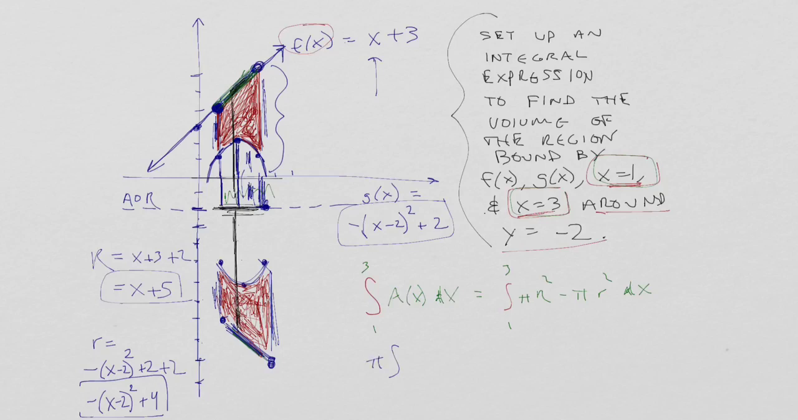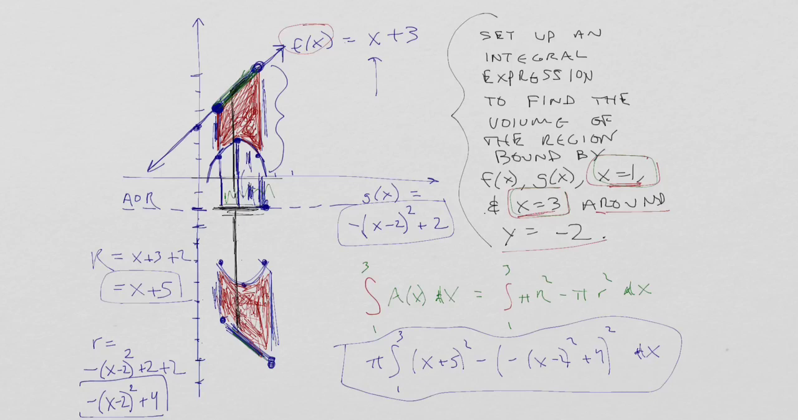I'm going to just pull the pi out front again. From 1 to 3 of big R squared, so x plus 5 squared minus, in parentheses, negative x minus 2 squared plus 4. All of that little r is all being squared. And then the dx again indicates that we are spinning in the x direction. So here we go. I'm not going to take the time to solve that thing, but that is our integral that we would set up. So you've got 2 new bits of information.